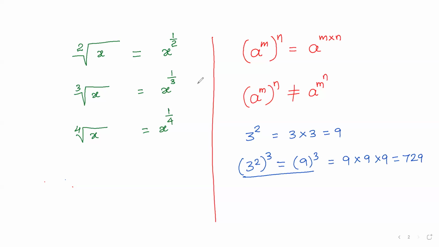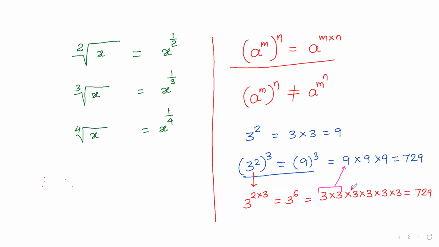But according to the above formula, what we can do here, 3 into 2 into 3, we can write. So 3 power 6 is nothing but 3 into 3 into 3 into 3 into 3 into 3. That also gives 729. There is no difference. Are you getting my point? Now observe very carefully, this product is nothing but this 9, this product is nothing but this 9, and this product is nothing but this 9. Now it is satisfied, am I right? So it is satisfied, that's why we can write like this, we can multiply the powers here. Is there any doubt? Please tell me.